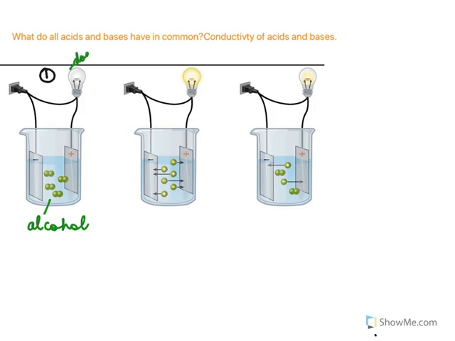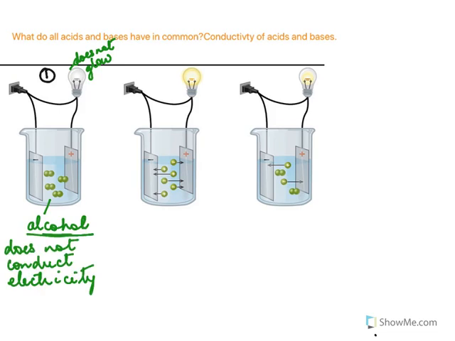Why does the bulb not glow? It's because alcohol does not conduct electricity. And why does alcohol not conduct electricity? Because it has no ions. Hence, the bulb does not glow. So we can say that alcohol does not help in the conduction of electricity.